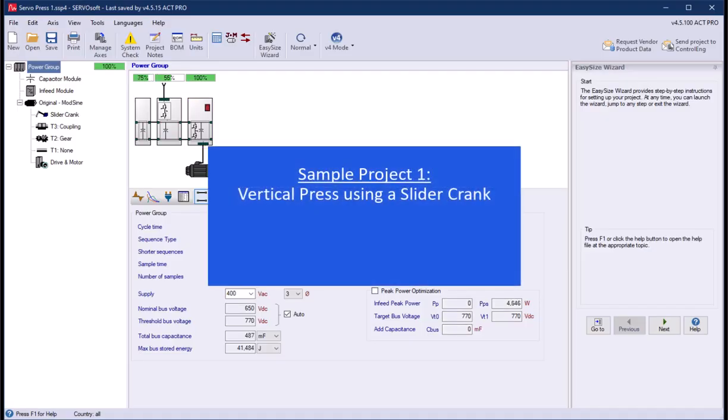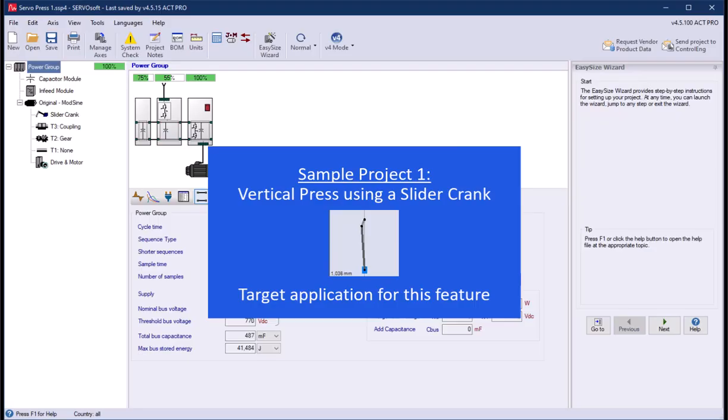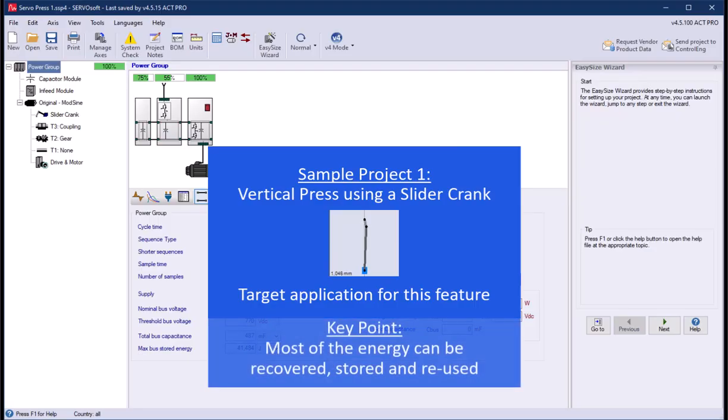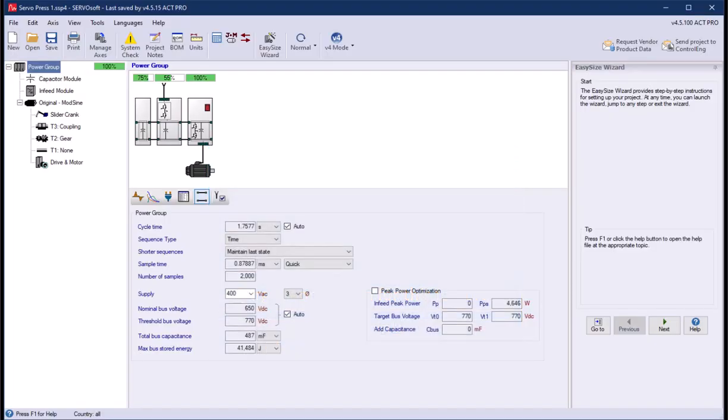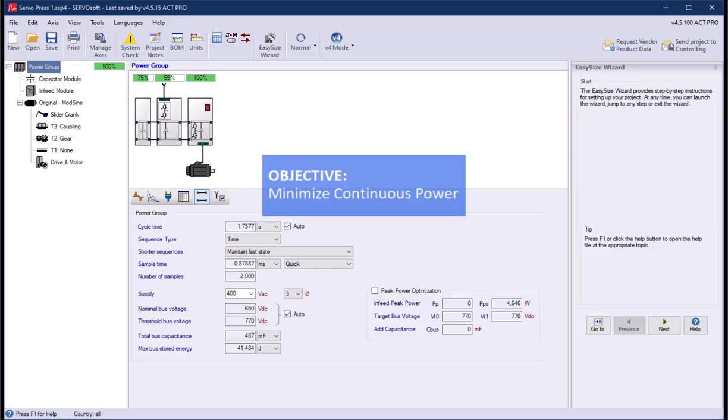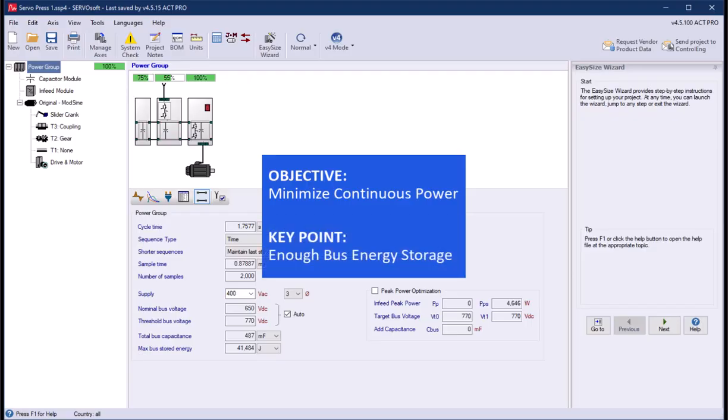The first project is a vertical press using a slider crank. The supply peak power optimization feature is targeted specifically for this type of application where most of the energy in the system can be recovered, stored, and reused. In this application, with enough energy storage, it is possible to find the right combination of peak power and target bus voltage values that result in a minimum continuous power. And this is the key: enough bus energy storage.